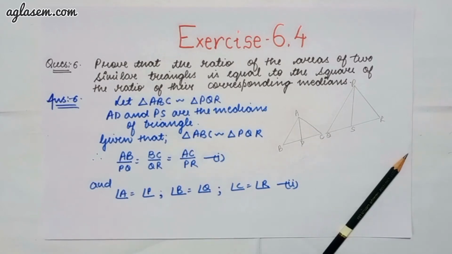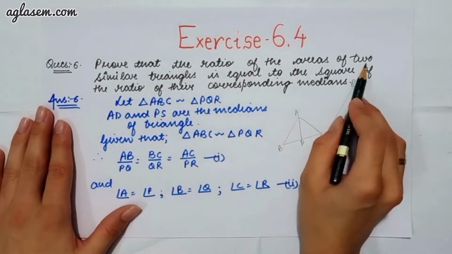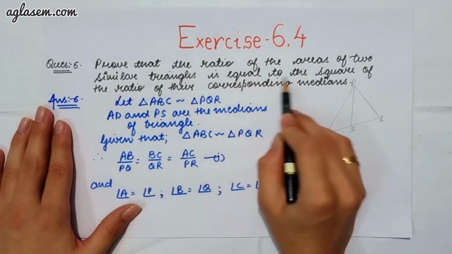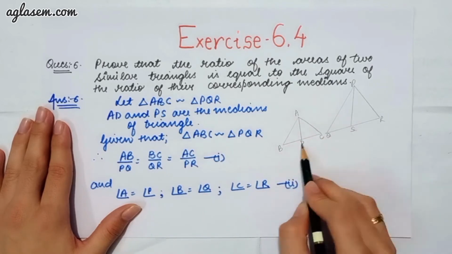Today we will be covering chapter 6, that is triangles. So starting with the rest of the questions of our fourth exercise, that is 6.4, our sixth question says prove that the ratio of the areas of two similar triangles is equal to the square of the ratio of their corresponding medians. So here the two triangles are given.